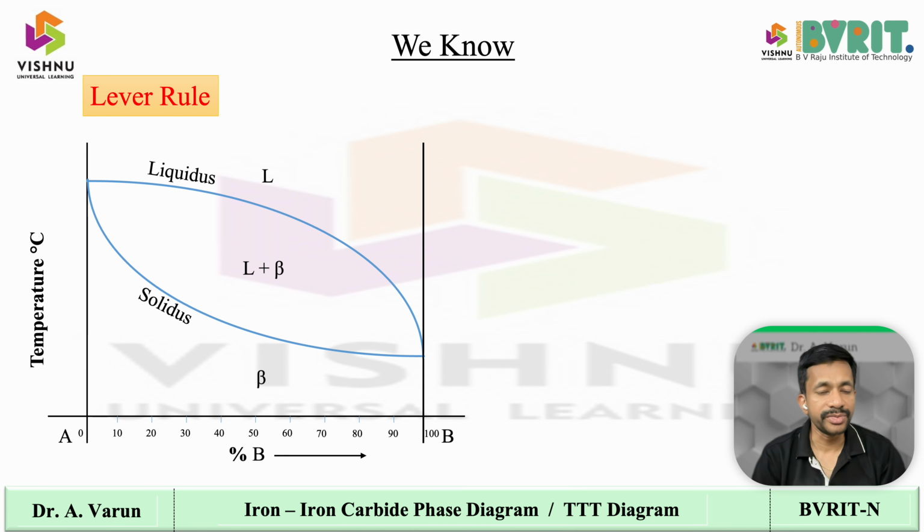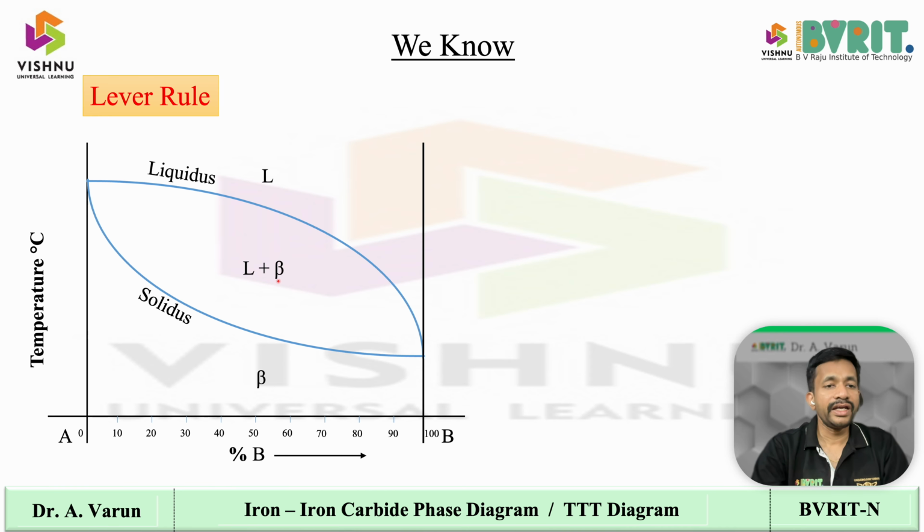So the lever rule is very simple, like how we use a lever in terms of the fulcrum at the center, and then you have a weight balance on either side. The same principle is used here. So let's say we have an isomorphous system, and on the x-axis I represent the percentage of B which is varying, and on the y-axis we have temperature. Obviously this is the liquidus and this is the solidus line.